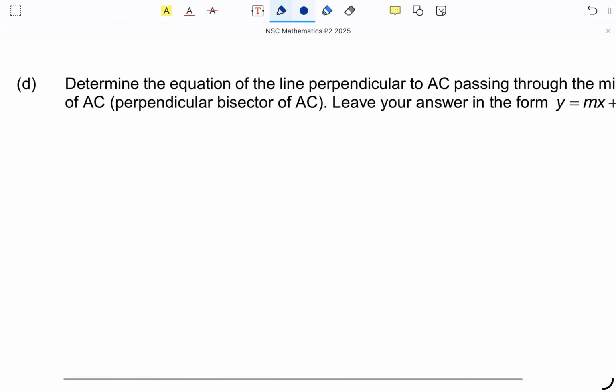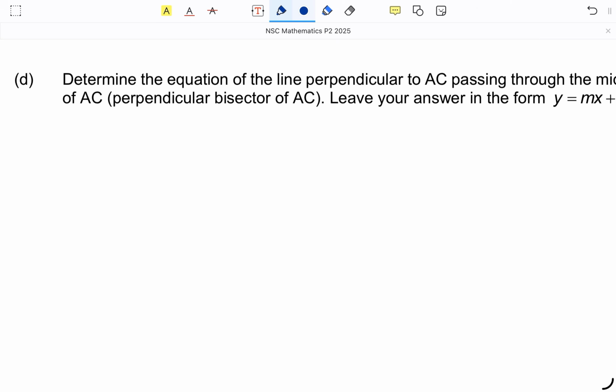Then it now says determine the equation of the line perpendicular to AC. So that should already tell you something about the gradient.